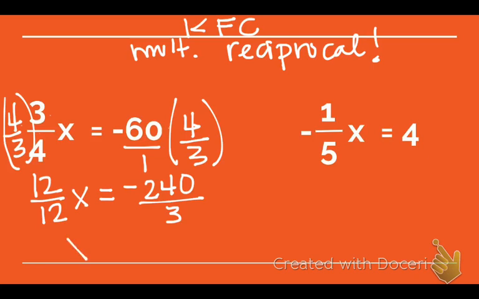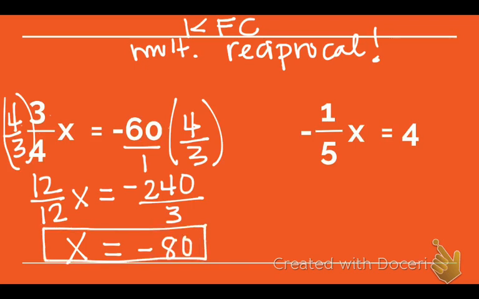Now 12/12 we know is 1. Anything over itself equals 1. And 1x is x. -240 divided by 3 does give me -80. So my solution is -80.